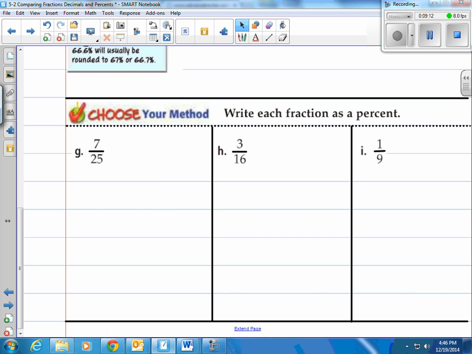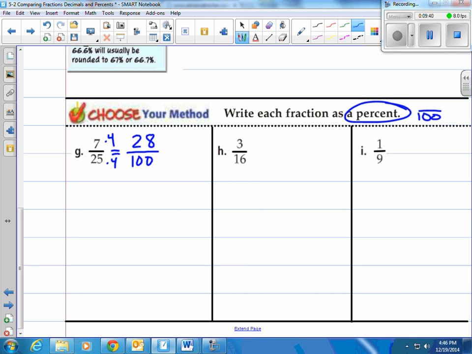All right. How about you try a couple? Come on back, see how you did. It says write each fraction as a percent. Okay. Well, I can show you, you can take 7 divided by 25 and get that decimal. Or I can see right away that 25, if I multiply it by 4 on the bottom, I'll get to 100. Multiply by 4 on the top, and I'll get to 28. That's 28 out of 100. Well, I want a percent. That means out of 100. So it's going to be 28%.